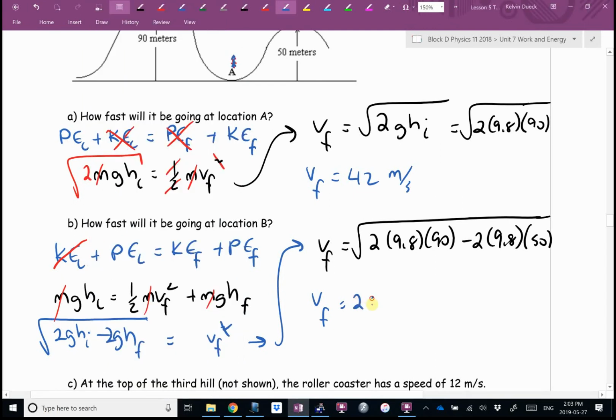28 meters per second at the top of the second hill. That's still pretty good. 28 meters per second, that's around 30 times 3 point 6. That's around 100 kilometers per hour at the top of the second hill. That's good.